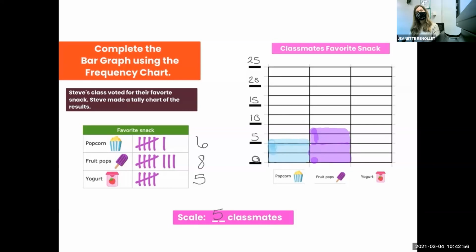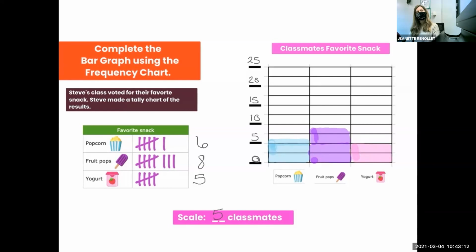And now for yogurt, well, that's going to be an easy one. That one works out nicely because it's 5. So my reader will be able to understand this chart because it stops right at the line.